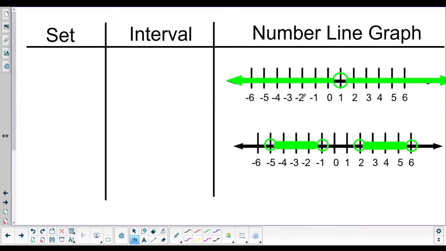So here we have a line. It's got arrows on both sides. And then it's got this big hole in the middle at 1. So let's start with our set notation. So this goes to negative infinity, right? Negative 7, negative 8, negative infinity. It keeps going left forever because of the arrow.